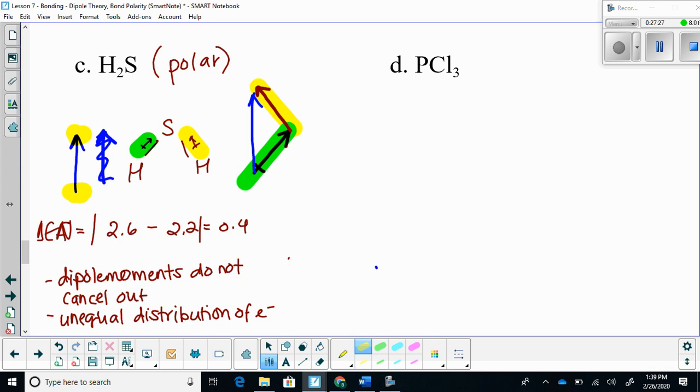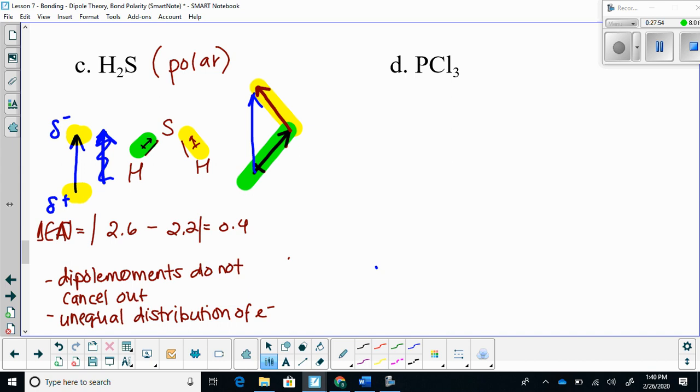So where the tip is, that's going to be the partially negative side of the molecule. Where the tail is, that's where there is going to be our partially positive side of the molecule, because the electrons are shifting in the direction of the arrow. We are forming a negative and positive pole on the molecule, just like a magnet. We are making a very weak magnet.